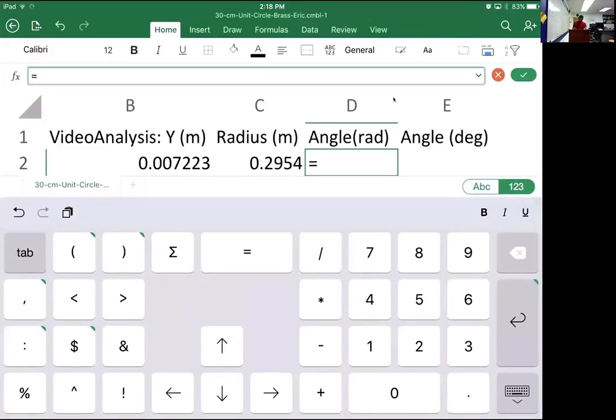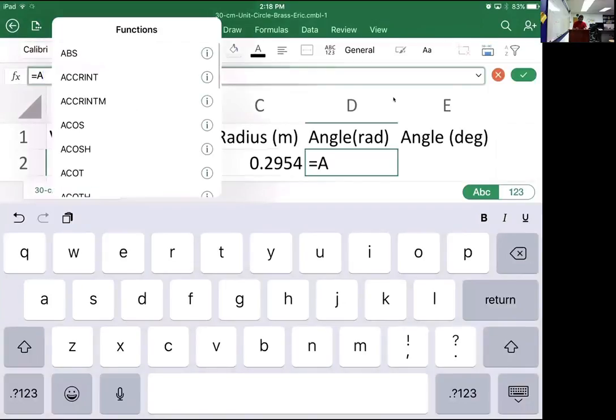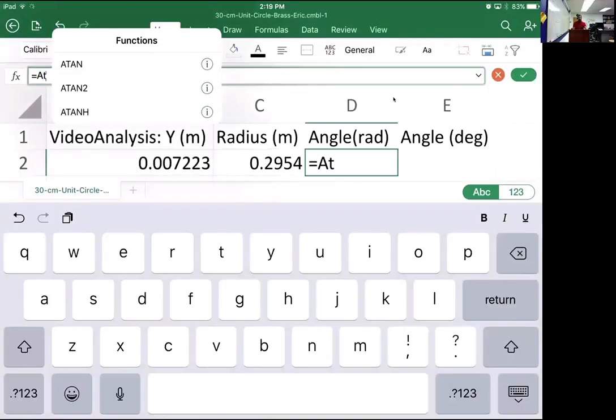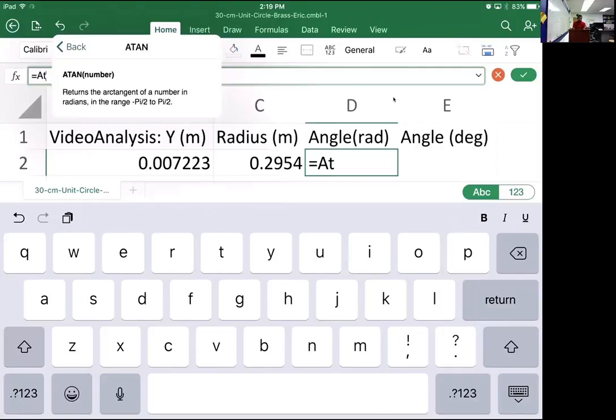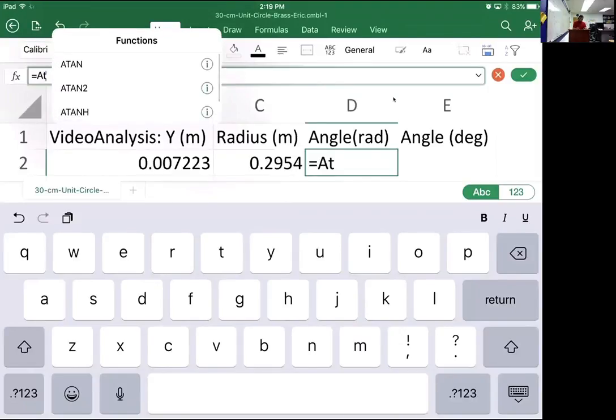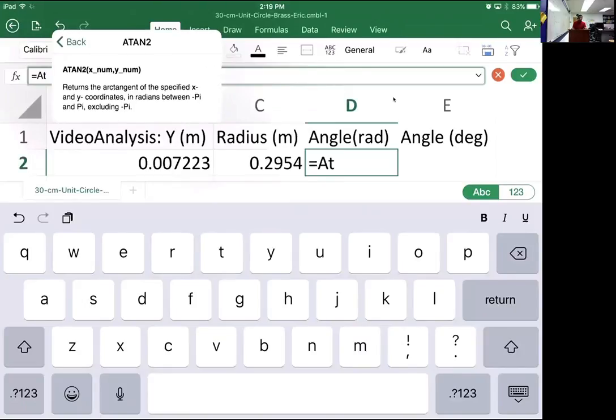I'm going to say equals, and I'm going to type in A, T, and look, I have arctan, arctan2, hyperbolic arctan, which we're not going to worry about. But arctan just returns an arctangent of the number in radians in the range of negative pi over 2, that's 270 degrees, you know, it's like going around, and 2 pi over 2. So we could use that, but I would like to use the arctan2. You'll see that all you need is your x num and your y num.